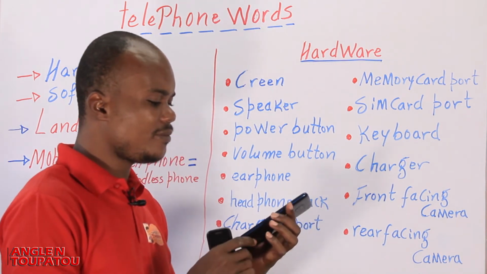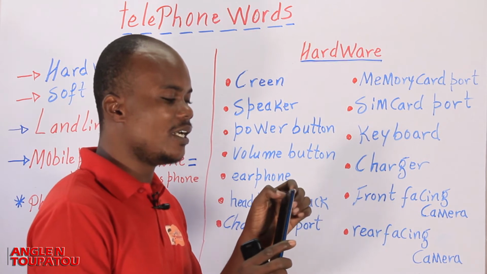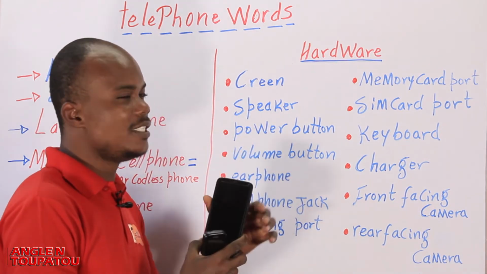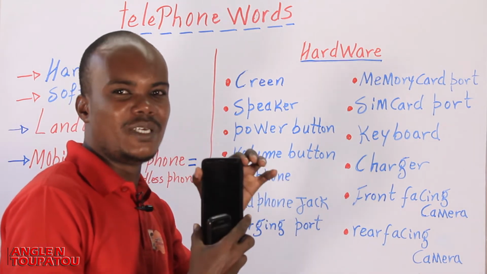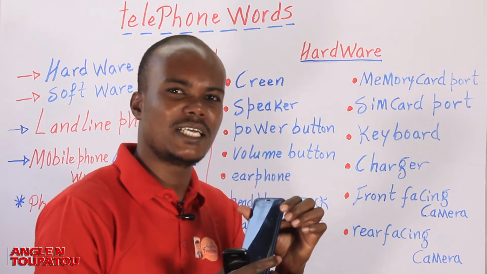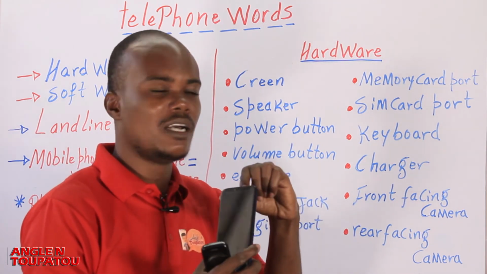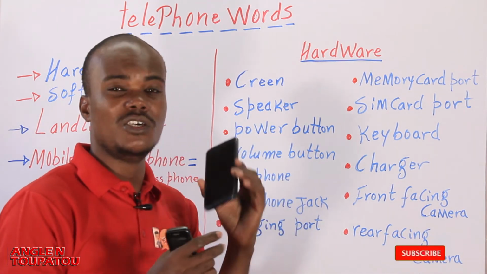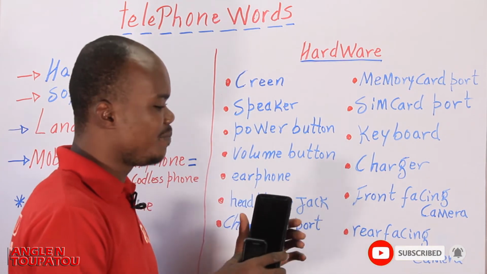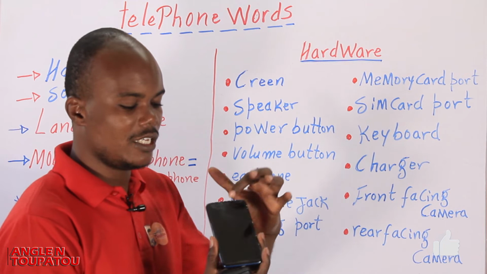And then, after that, we have here the speaker. Speaker. With that you can listen to something on the telephone. When you're playing music, you can listen to it and the sound comes from the speaker. Okay, you hear with it. This is the speaker. And after the speaker, now we have the screen. This is this part, the screen.